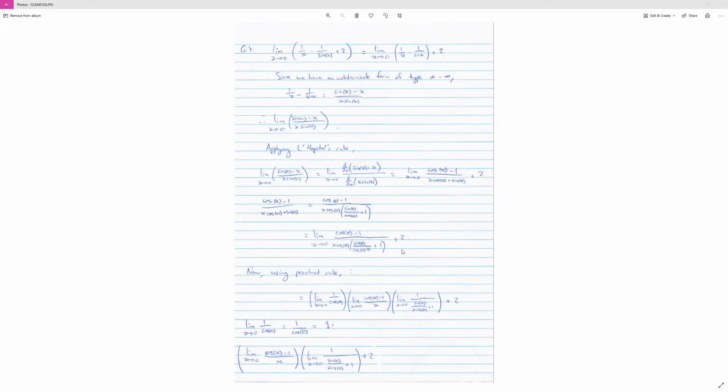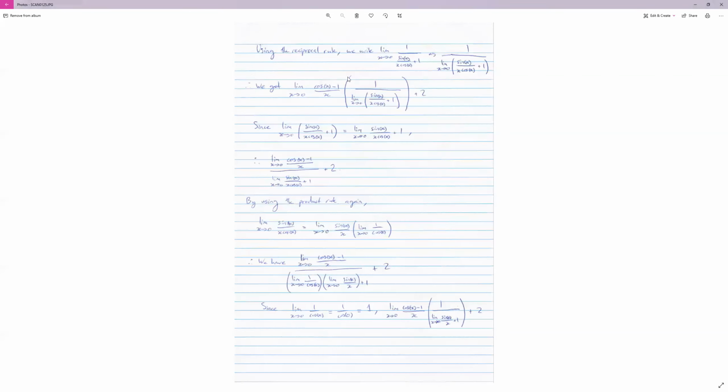And that'll get our final limit of cos x minus 1, all on x cos x outside of sine x on cos x plus 1 as x approaches 0. And don't forget that plus 2. So that allows us to use the product rule. And then there we can apply it into our second fraction.